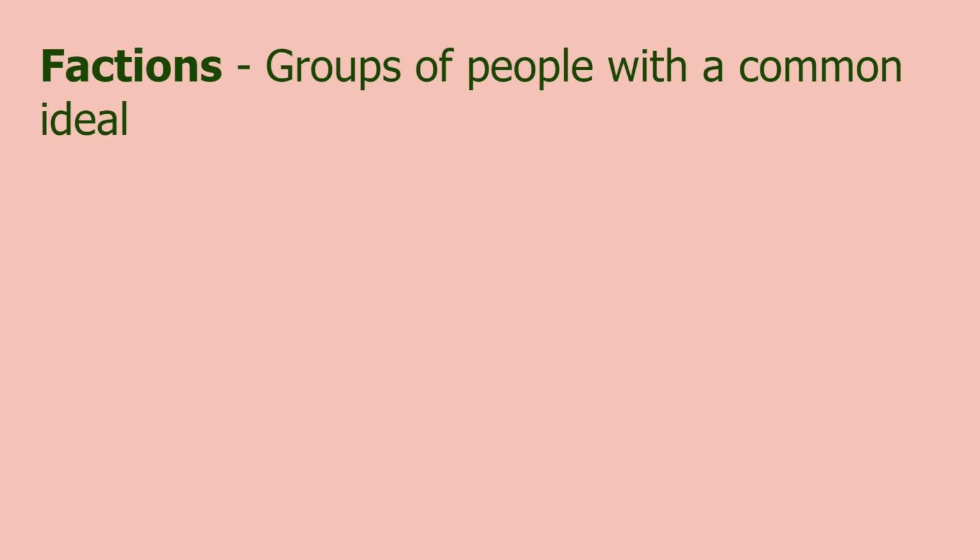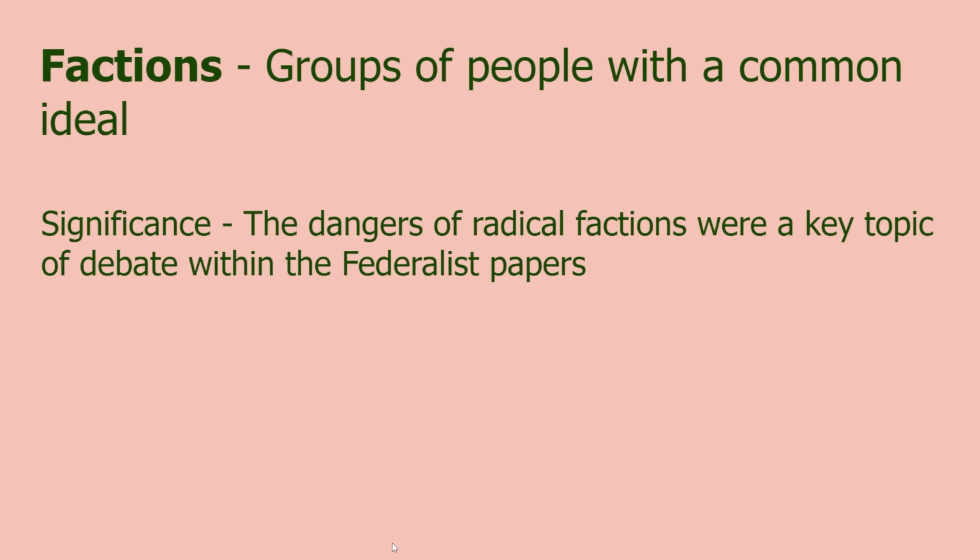Factions, groups of people with a common ideal. This is expressed a lot in Federalist 10, I believe. The dangers of radical factions were a key topic of debate within the Federalist Papers. A lot of it was, how do you have a functioning democracy? If you want people to participate in government, how do you eliminate people who are radical and groups who want to band together to put people in government that will affect only their ideals? The way to balance out factions was having more people represented in government, which would allow factions to counter each other out so that they'd have to compromise to get things done. That's a huge part of what Federalist 10 is.